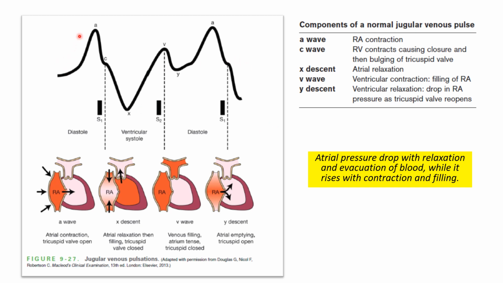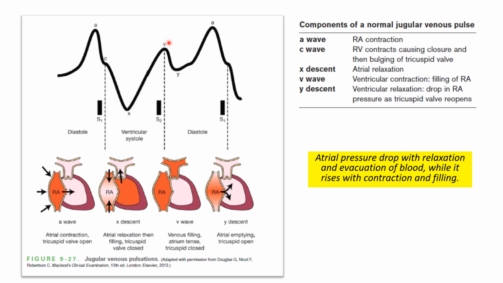So the A wave is a diastolic wave, occurring during ventricular diastole. It is due to atrial contraction. Then the X descent is a systolic negative wave from relaxation of the right atrium. Then the V wave, which is a positive wave again, is due to filling of venous return, and it is again during systole. Then the Y descent, which is during diastole, is due to evacuation of blood from the atrium.